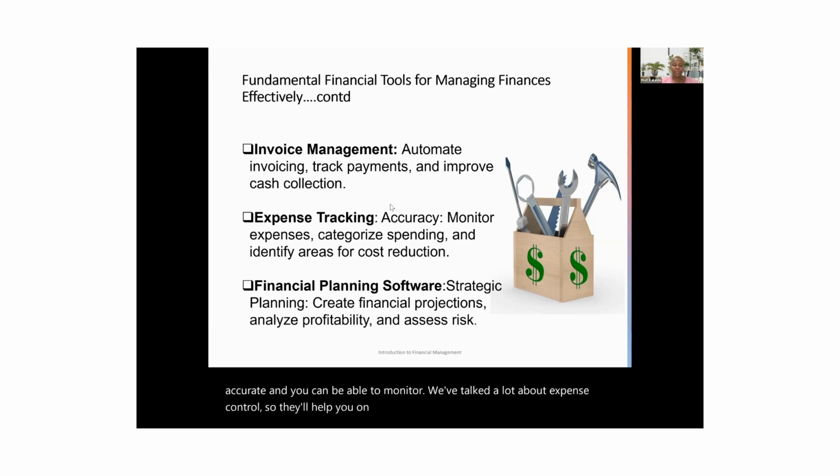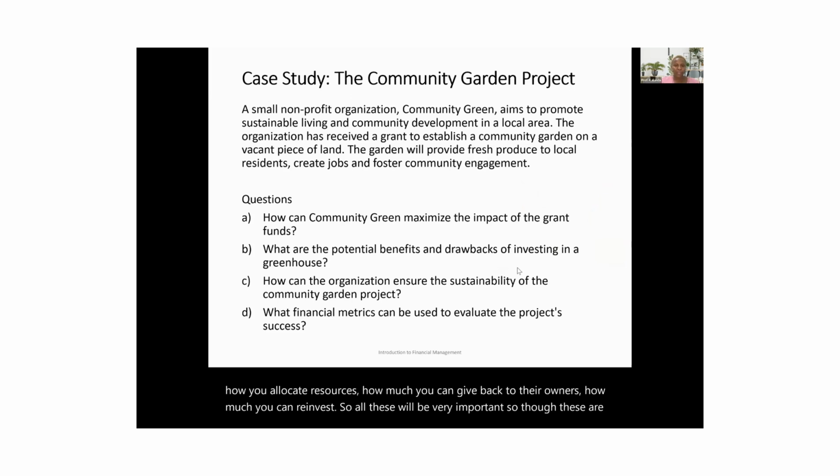And then the next one is financial planning software. After all this, you now need to be strategic and know how you can project where you can get resources, how you allocate resources, how much you can give back to the owners, and how much you can reinvest. So all this will be very important. So these are very important software.